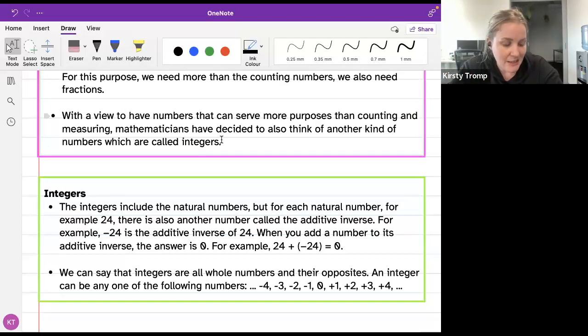We can say that integers are whole numbers and their opposites. An integer can be any one of the following numbers: -4, -3, -2, -1, 0, 1, 2, 3, 4. So integers can be negative numbers, 0, and positive numbers.